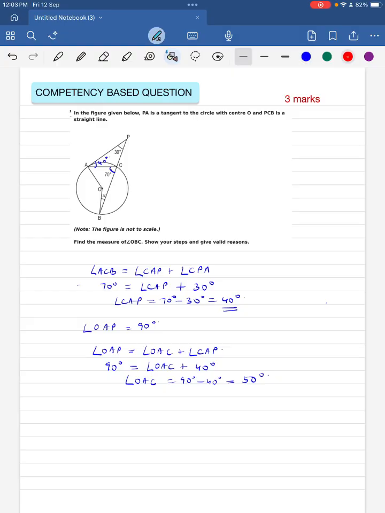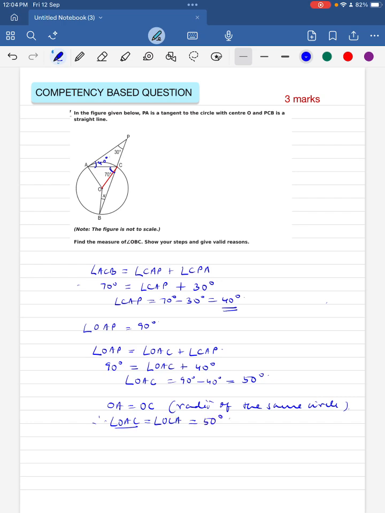Okay, now let me make a small construction here. Let me join O to C. Okay, now when I join O to C, we can clearly see that OA and OC are equal to each other because they are radii of the same circle. Okay, so therefore angle OAC is equal to angle OCA because angles opposite to equal sides in an isosceles triangle are equal to each other. Okay, and OAC we found out as 50 degrees. So angle OCA will also now become equal to 50 degrees.